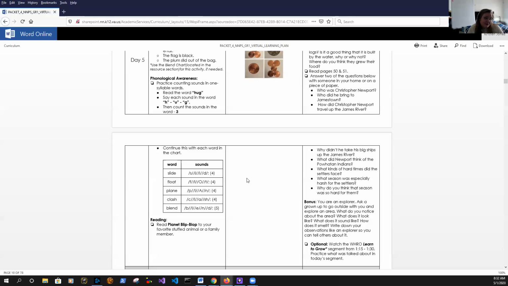So for example, the first one given in the chart is slide. So you'd say slide. Now tell me how many sounds are in slide. S-L-I-D. Slide. 4 sounds. And you would do that for the rest of them. The other ones are float, plane, clash, and blend. For reading, that's all you're doing for your phonological awareness. You're repeating the word, breaking it down by its sounds and saying how many sounds are in that word.